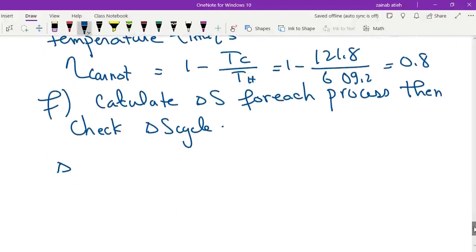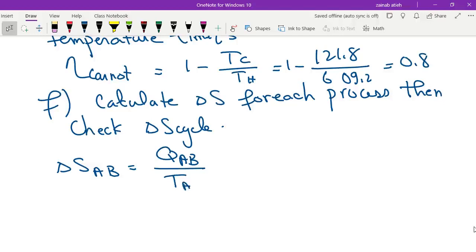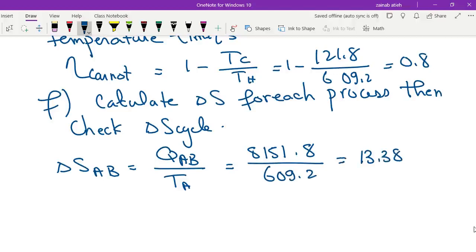I will start first with delta S AB. AB is an isothermal process. For an isothermal process I have two formulas. One of them is QAB over the temperature, so temperature A or B. I will use this formula, QAB over T, or you can use nR ln V final over V initial, which is VB over VA. You can use this formula too, it will give the same. But I already calculated QAB, so it's easy to use this one. So 8151.8 over the temperature of the isothermal process, which was 609.2. Dividing this gives 13.38 joule per Kelvin. Don't forget that it is joule Kelvin minus 1.